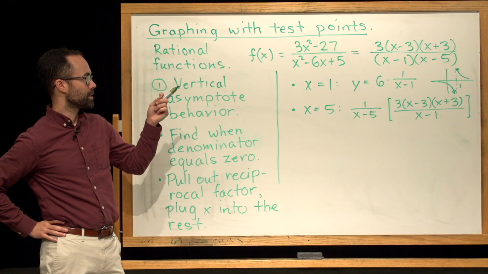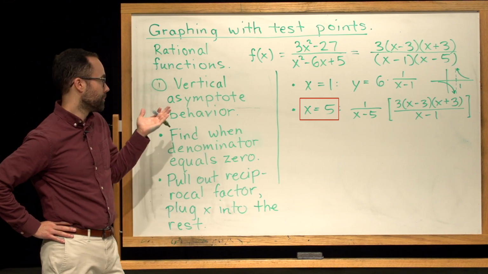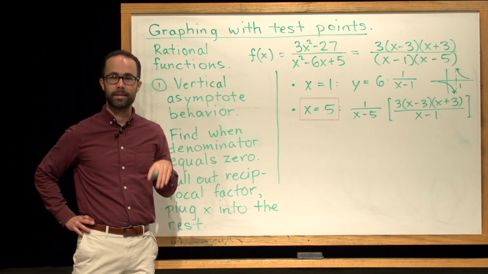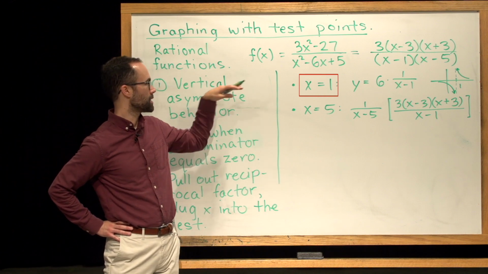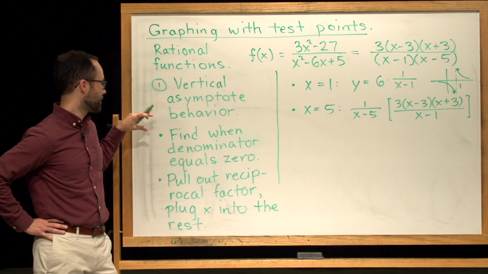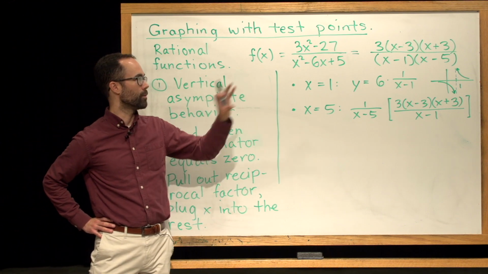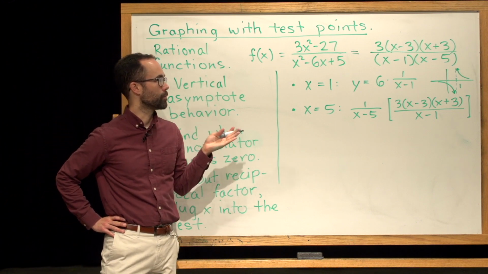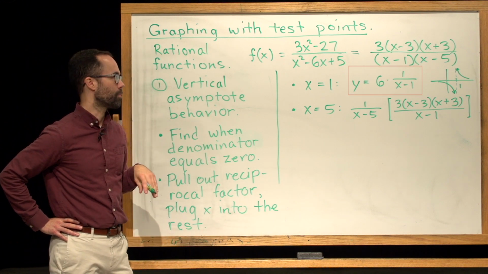For our other vertical asymptote, you might have noticed the other factor sitting here in the denominator. It's x minus 5. And that means that we'll have a vertical asymptote at x equal 5. I'd like you to try the same thing I just did with x equal 1. So to recap briefly, with x equal 1, we did our steps. We found when the denominator was 0, we pulled that factor out. We plugged the value of x equal 1 into the rest of it. And we got this y equals 6 times the reciprocal factor of 1 over x minus 1. And that told us about the asymptote behavior.